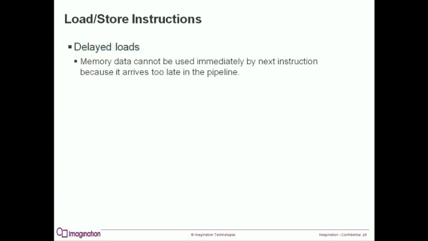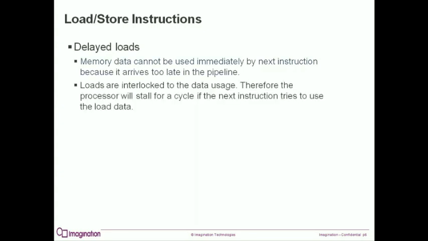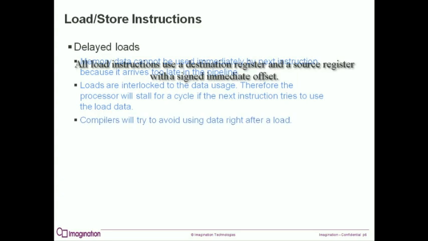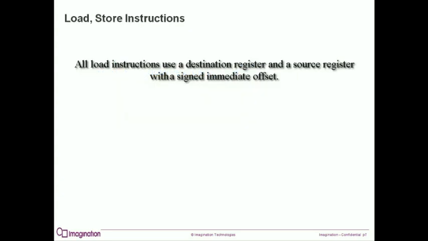Load instructions will incur at least a 1-cycle delay even if it hits in the data cache. The core pipeline is interlocked on completion of the load data, which will cause the processor to stall an instruction if that instruction uses a register that the data is being loaded into. Compilers will try to avoid using data right after a load by trying to find a non-dependent instruction to execute after a load. All load instructions use a destination register and a source register with a signed immediate offset.